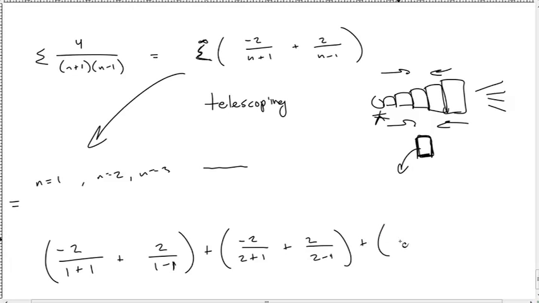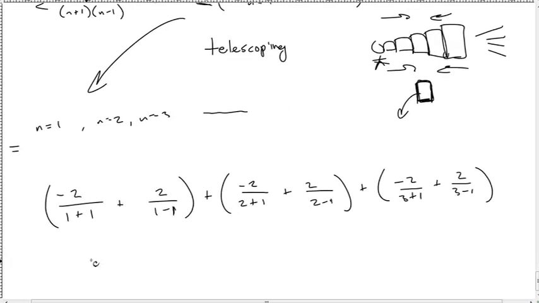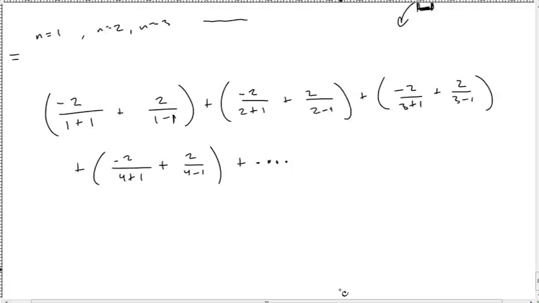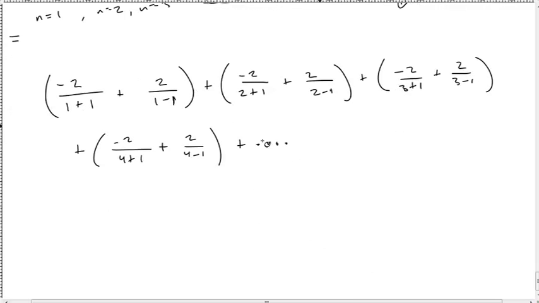Awesome. And then I plug in a 3. And then I plug in a 4. And you're wondering how far I'm going to go. I actually went quite a far distance out. Okay, so we got this. I'm going to keep going.